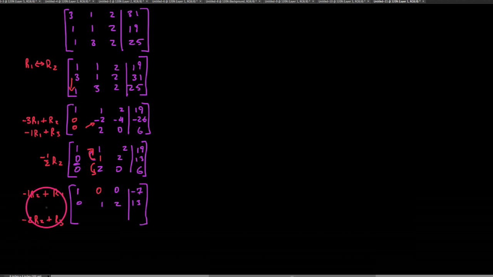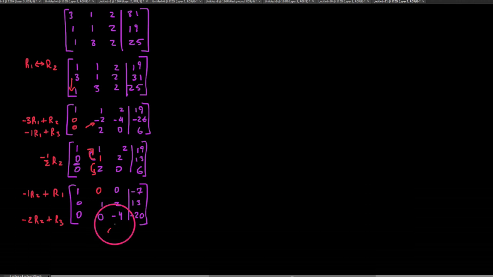So this means that we get negative 2 times 0 plus 0 is 0. Negative 2 times a positive 1 is a negative 2, plus a 2 is 0. Negative 2 times this positive 2 is negative 4. Negative 4 plus a 0 is negative 4. And negative 2 times this positive 13 is negative 26. And negative 26 plus a positive 6 is negative 20.